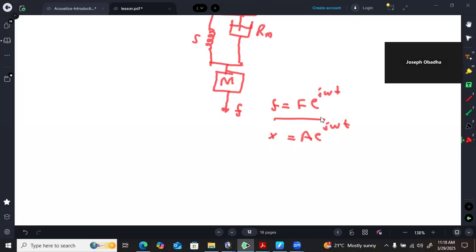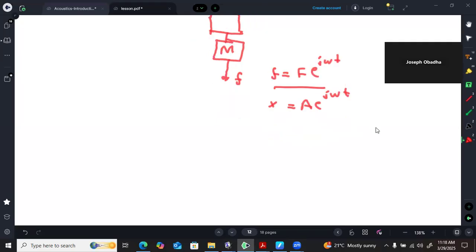If we substitute this in our previous equation of motion, then we'll have m d²x/dt² plus Rm dx/dt plus s x gives us F e^(jωt).